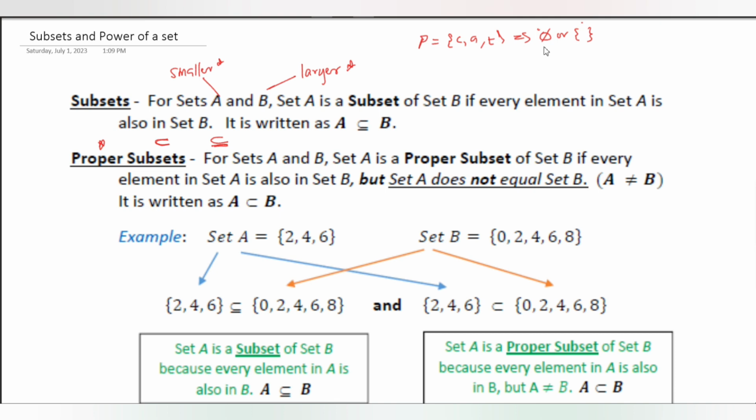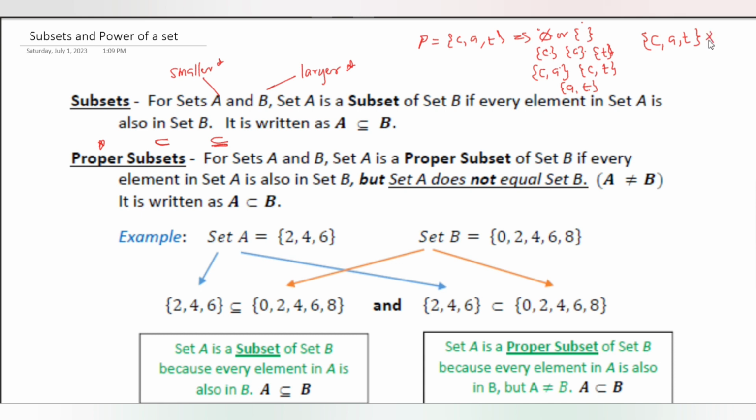We can also form a set that has only one element inside. We have C, then we have A, then we have T. Then we can form sets with two elements. Let's say C and A, then C and T, and also A and T. So we have 1, 2, 3, 4, 5, 6, 7 proper subsets.